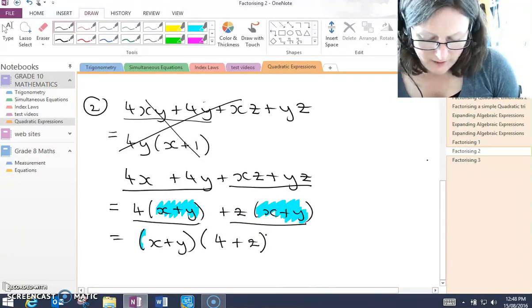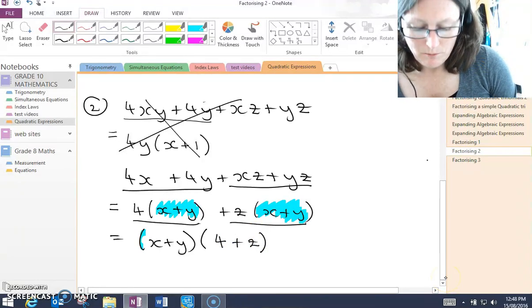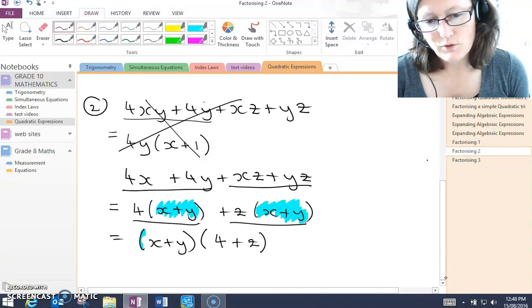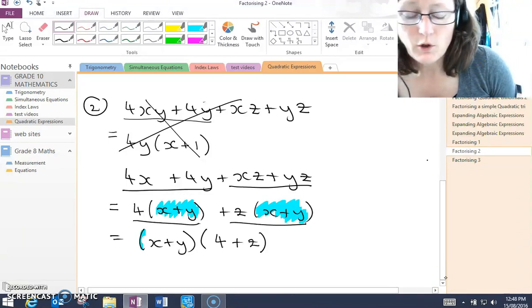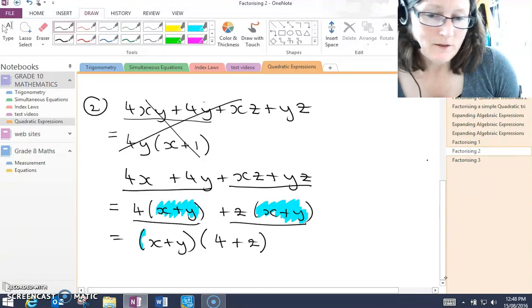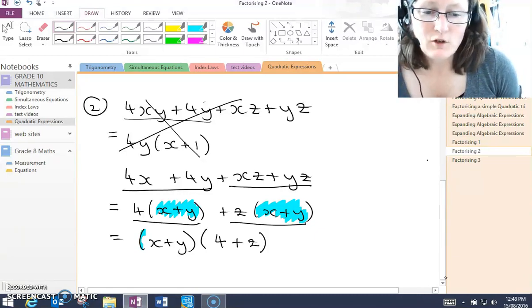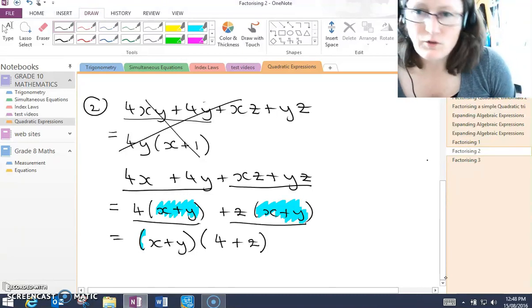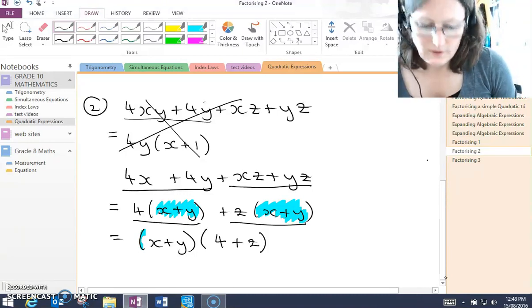Please be aware that when you group 2 and 2, it may not be that there is something common in the first two terms and term number 3 and 4. You may need to rearrange the terms, and it might be that there's something common with term 1 and term 3 and term 2 and term 4. So just look out for that.